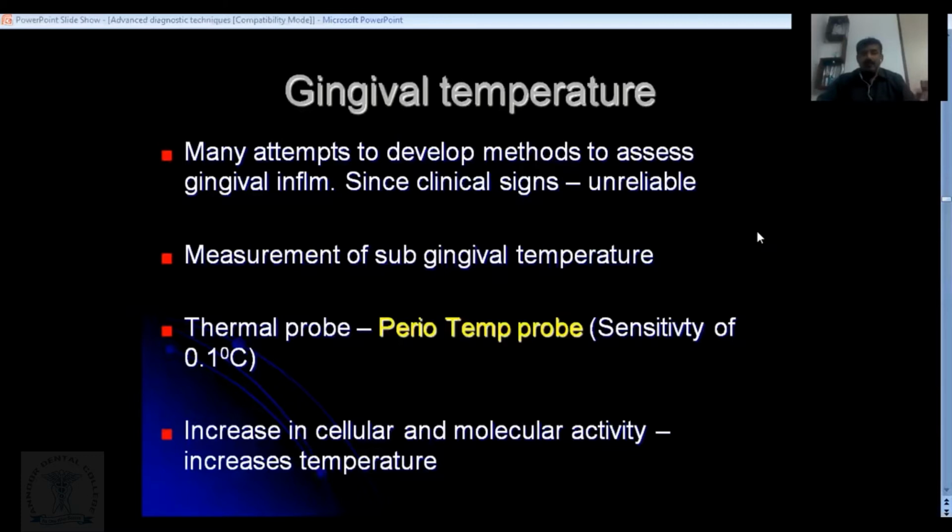Okay, and a specific probe has been developed to detect this temperature, and it's known as the Periotemp probe, which has a sensitivity of 0.1 degrees centigrade. So with this probe, you are actually measuring the temperature within the gingival sulcus, and when you compare it with the normal temperature, you can be sure that some sort of inflammatory activity is going on. So that is the rationale based on which this probe is being used in the diagnosis of periodontal disease.